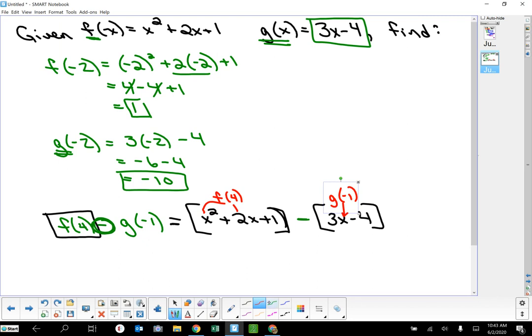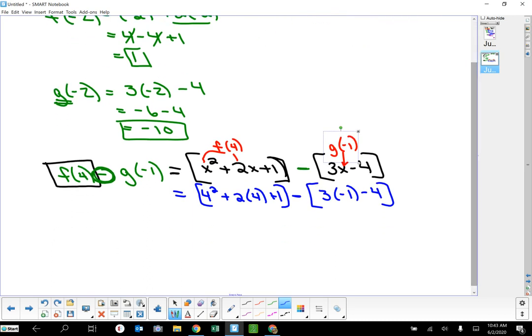And so here's how this is going to look. We're going to plug a 4 into this guy on the left-hand side. So we have 4 squared plus 2 times 4 plus 1. And I would keep this in parentheses or brackets until you get a little further along, which will make your minus signs work better. This is going to be 3 times negative 1 minus 4. And now we're going to simplify. Remember, order of operations.